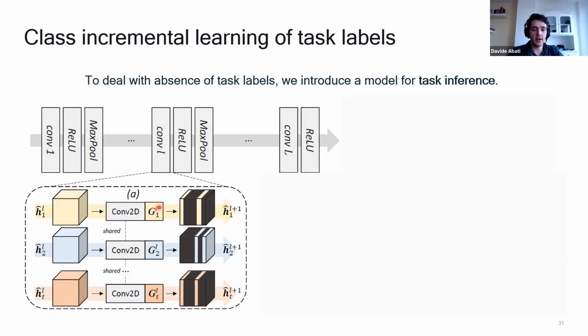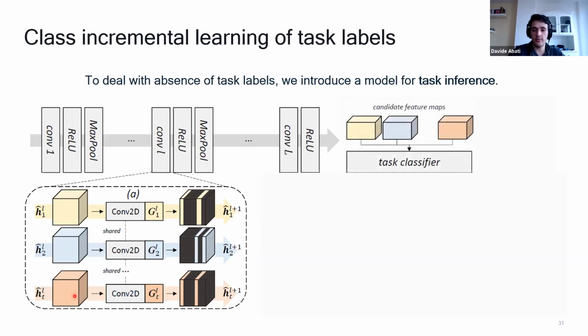Each layer will take from the previous layer a set of candidate feature maps for all the tasks. It will gate them with the relevant gating module, and will forward to the next layer a set of gated feature maps. This carries on to the end of the network, in which we have a final set of candidate feature maps and a task classifier.